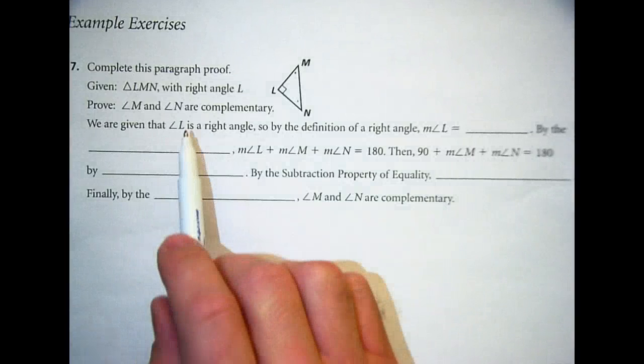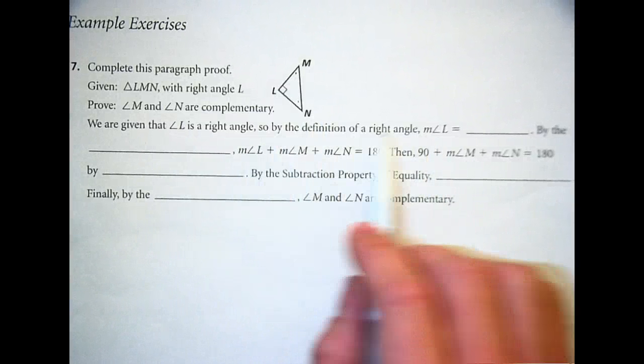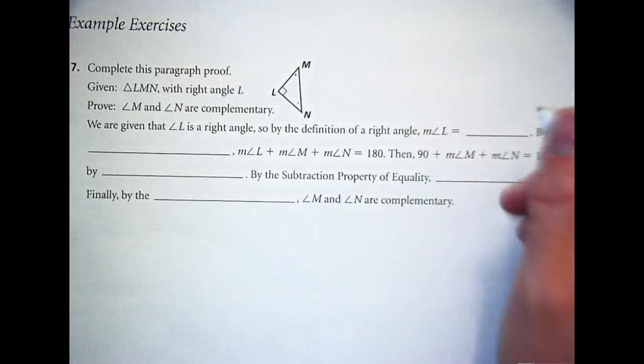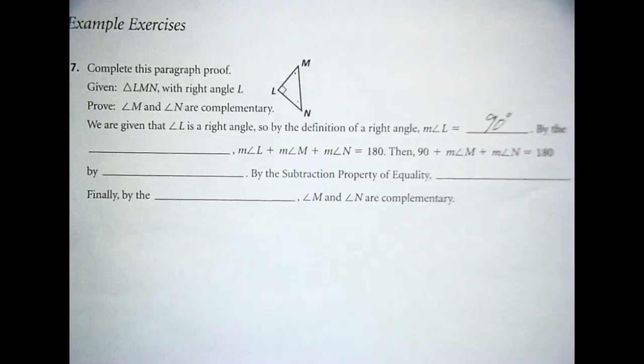We are given angle L as a right angle. So by the definition of right angle, measure of angle L equals 90 degrees. Very true. Okay, 90 degrees. How many had that? Good. Okay. That's where it gets a little more difficult now.